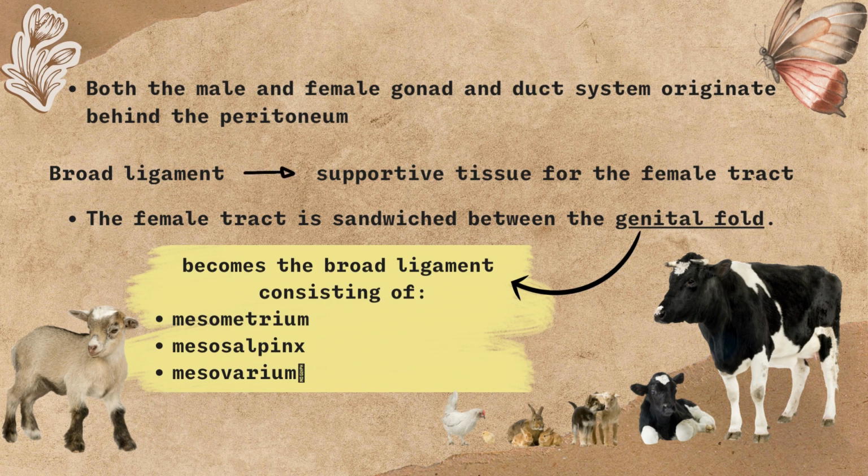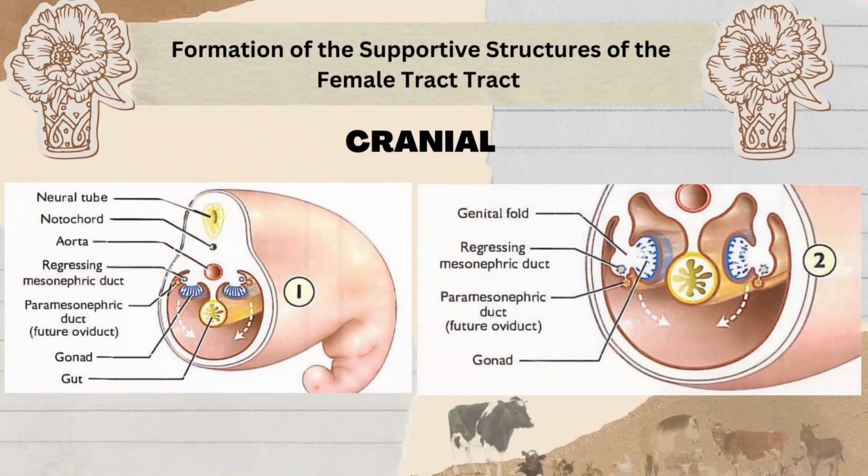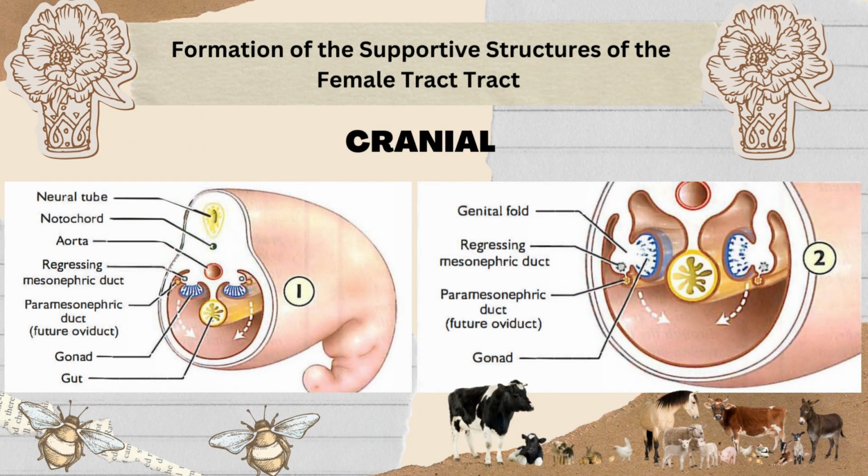In fact, the female tract is sandwiched between the genital fold. The genital fold will become the broad ligament consisting of the mesometrium, the mesosalpinx, and the mesovarium. Recall that the female tract is suspended by the broad ligament that is continuous with the dorsal peritoneum. This is the formation of the supportive structures of the female tract. It shows that the entire reproductive tract originates behind the peritoneum.